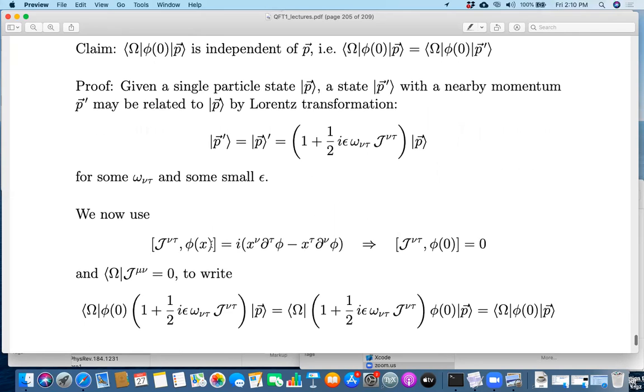There is one more relation that you have to use, and that's this commutator between G and phi. This is also a relation that I had used last time. Yesterday, the commutator of J^{nu tau} with phi(x) is given by this. And here now, if you set x equal to 0, the commutator of J^{nu tau} with phi(0) is just 0, because this x^nu and x^tau make things vanish. So that's simple. Now we proceed. We also have this relation, that J^{mu nu}|Omega> is 0, because we have assumed that the vacuum is Lorentz invariant.